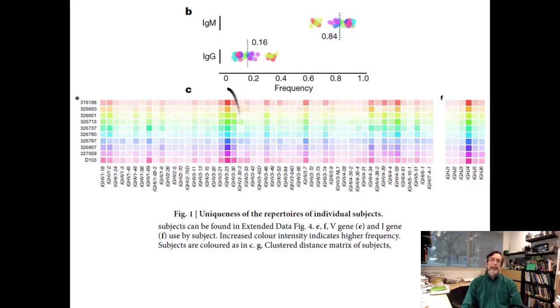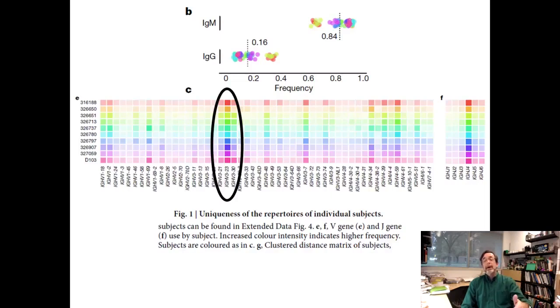Okay. And then you look up and down, and there are some that are faint. That means that they don't have that much of that particular VDJ CH combination. But you see that this one I circled right here has dark colors.